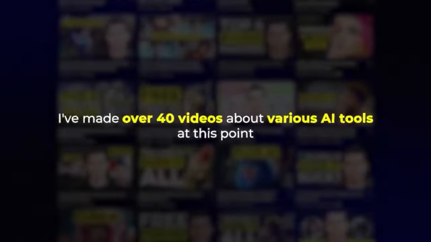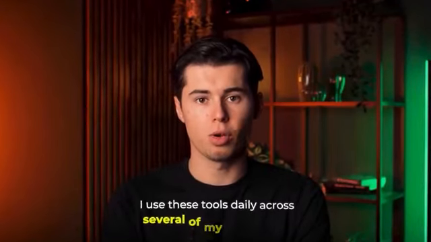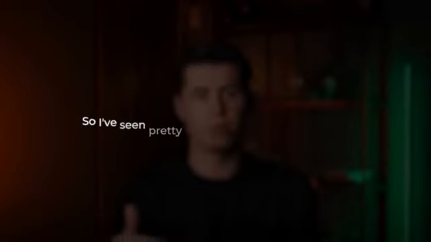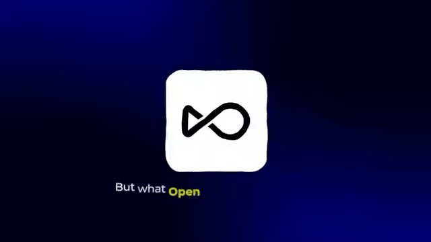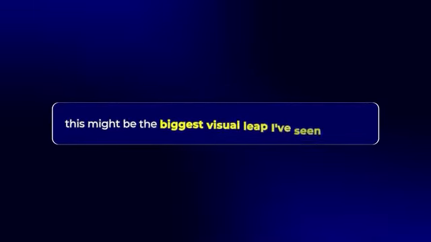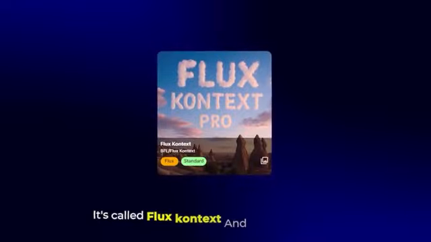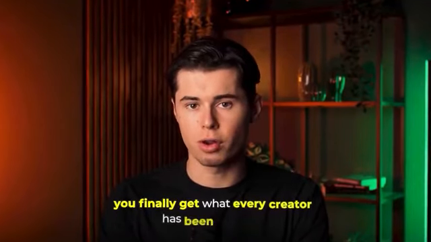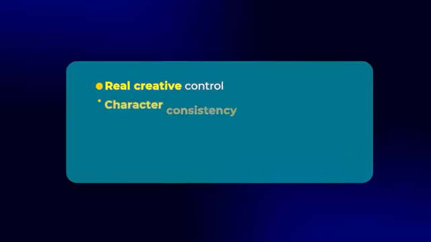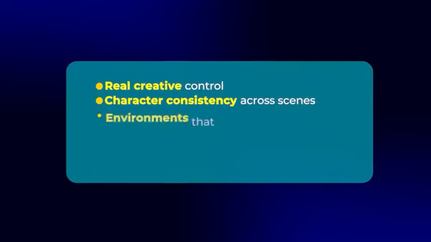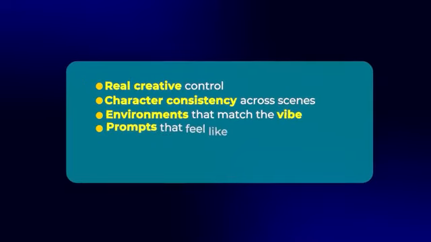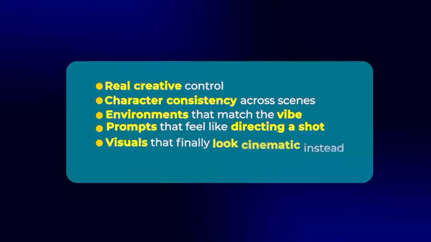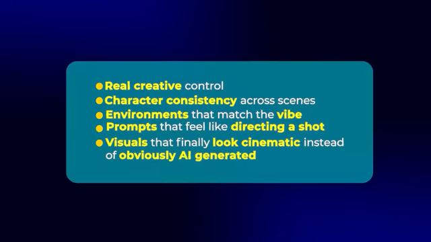I've made over 40 videos about various AI tools at this point, and I use these tools daily across several of my businesses, so I've seen pretty much every update roll out. But what OpenArt just dropped, this might be the biggest visual leap I've seen all year. It's called Flux Context, and when you pair it with Kling 2.1, you finally get what every creator has been chasing. Real creative control, character consistency across scenes, environments that match the vibe, prompts that feel like directing a shot, and visuals that finally look cinematic instead of obviously AI generated.